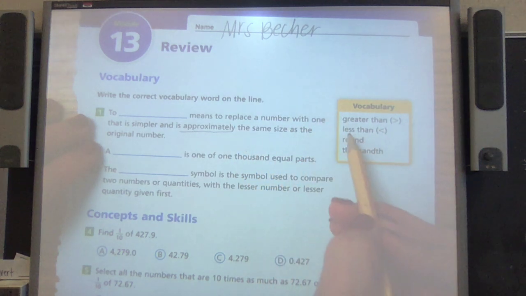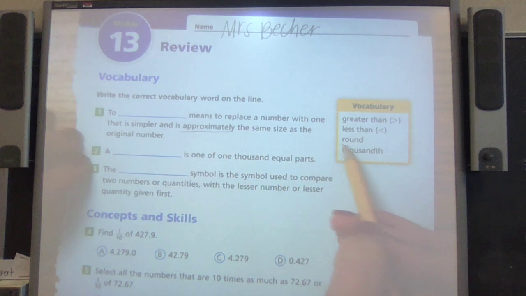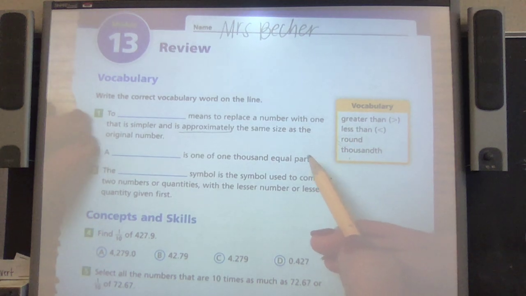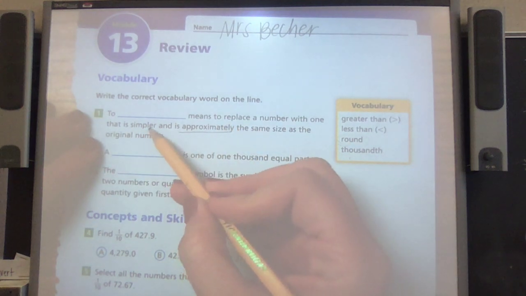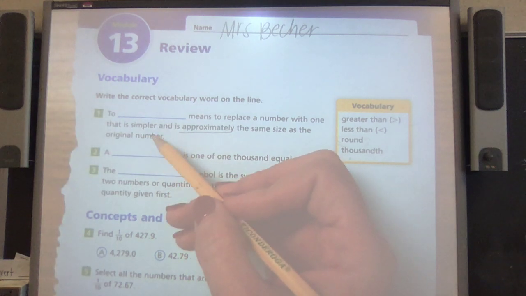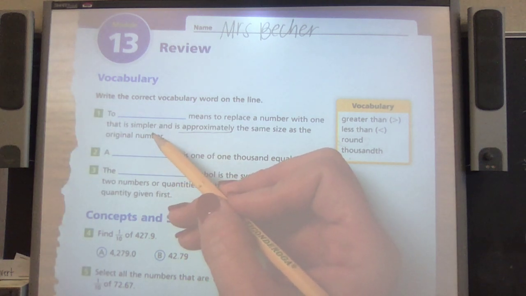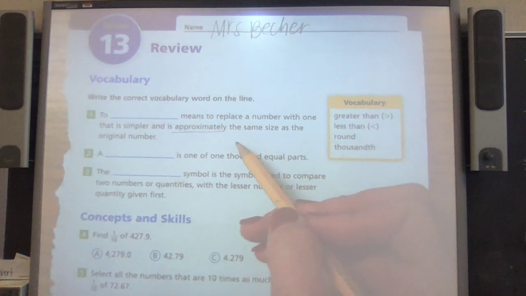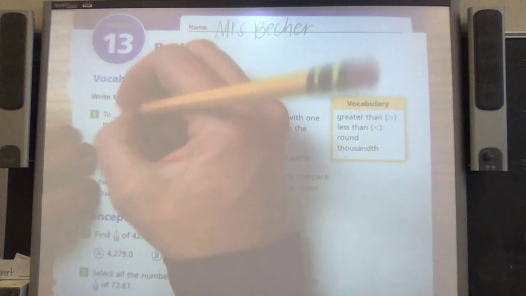It's about the same amount. Well, greater than, less than, thousandth, no. But when I round something, I'm going to replace it with one that's simpler. It's easier to do. Remember, we've said the whole purpose of rounding is to help you do it in your head easier. And it's about the same size. So that would be to round.